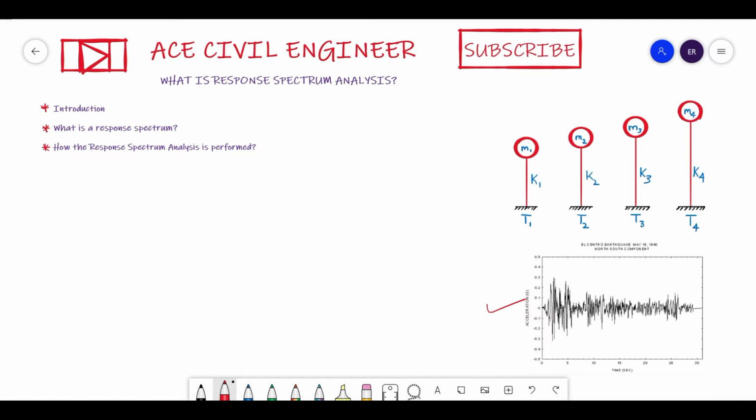Now I have taken four cases which are like this. Each element or each oscillator is having a particular mass like m1, m2, m3, m4, and the respective stiffness is like k1, k2, k3, k4, and its respective time period is something like this: T1, T2, T3, T4. Here I am considering T1 is less than T2 is less than T3 is less than T4.